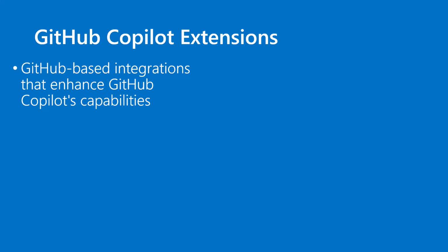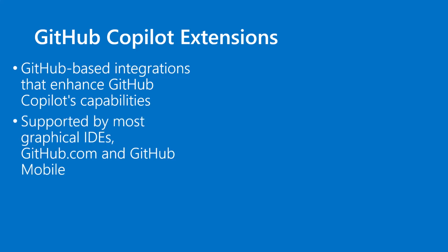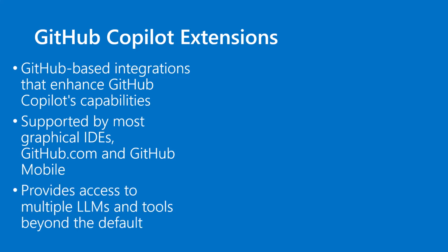GitHub Copilot extensions, formally defined, are GitHub-based integrations that enhance GitHub Copilot's capabilities. These can be considered more of a universal way to extend GitHub Copilot. If you're a developer or a DevOps specialist or an ops person or a data engineer, you're in your IDE, your integrated development environment, you're in github.com, you're in GitHub Mobile, meant to be universal, with the underlying use case of access to multiple LLMs, specialized LLMs beyond the default off-the-shelf GitHub Copilot LLM.